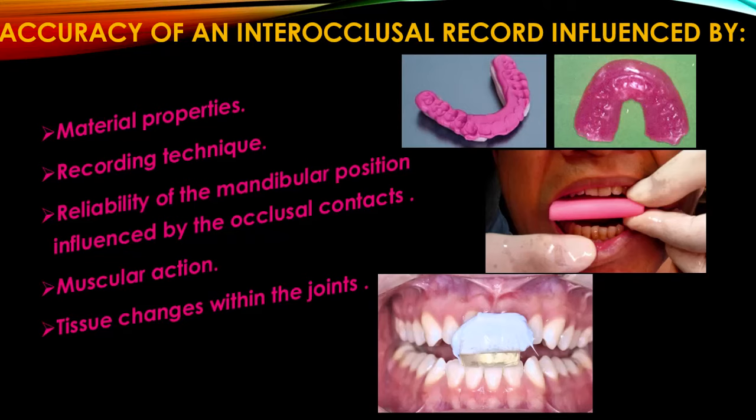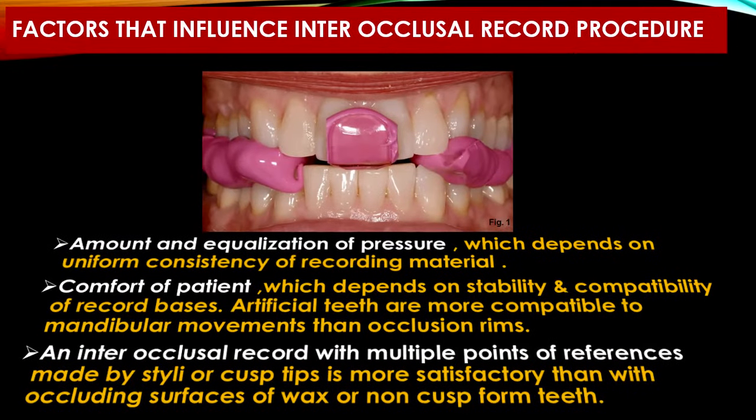Accuracy of interocclusal record is influenced by the material property, recording technique, reliability of the mandible position, muscular action, and tissue change with the joint. Factors that influence interocclusal record procedure: number one, amount and equalization of the ratio will depend on the uniform consistency of recording material. Comfort of the patient, which depends on the stability and compatibility of record weights. An interocclusal record with multiple points of reference made by stylus or cast tip is more satisfactory than one including surface of the wax or non-cast from teeth.